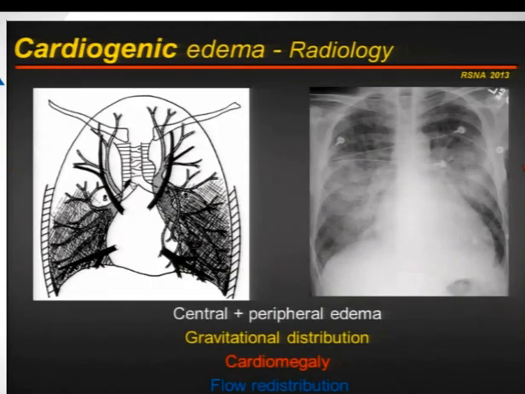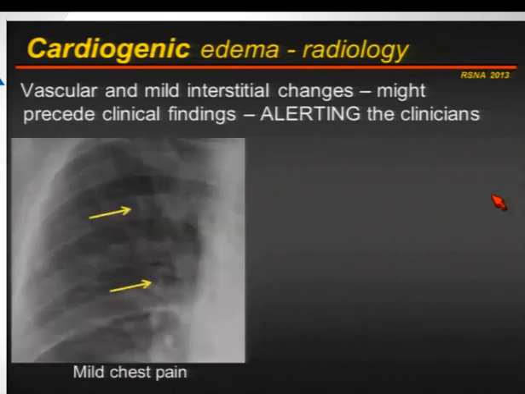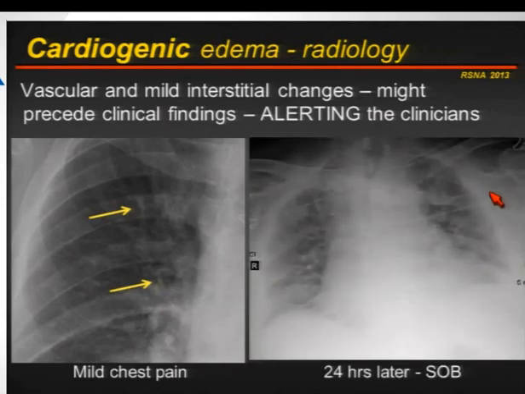Let's look at this case that summarizes those findings, with central and peripheral edema present, with gravitational distribution of the opacities, cardiomegaly, and upper zone flow redistribution. We should remember that vascular and mild interstitial changes might actually precede substantial clinical findings, like in this case of a patient who presented with mild chest pain. We can see barely a little bit of upper zone redistribution that substantially progressed in 24 hours to frank pulmonary edema. So we should be very cautious when interpreting those studies because this is our opportunity to alert clinicians about the potential changes that are brewing.